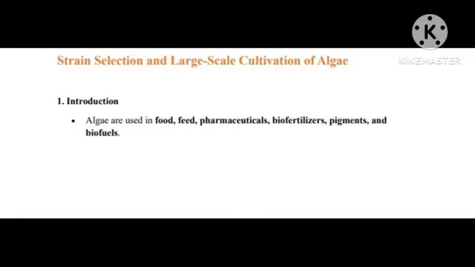Introduction: algae are used in food, feed, pharmaceuticals, biofertilizers, pigments, and biofuels. The success of cultivation depends on choosing the right algal strain and using suitable large-scale culture systems. First one, strain selection. How is strain selection done? What criteria are followed?